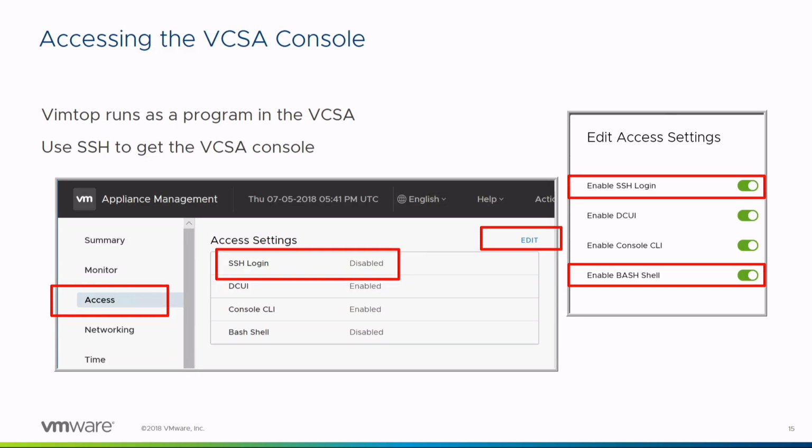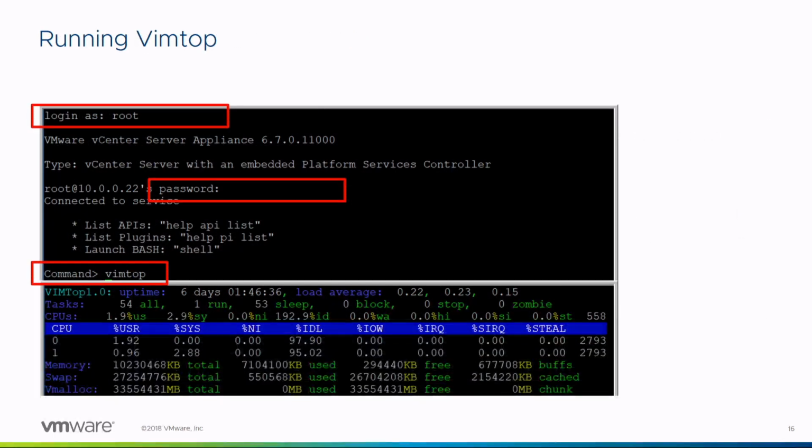You access Vimtop from the console. I tend to use the SSH shell to dial into it. To access the SSH shell, you do have to enable it. You go to the VAMI tool, go to Access, SSH, edit, and enable it. I like to enable the bash shell as well, because if you're going to pull any files from the VCSA, you need to have the bash shell enabled as well. You can also enable SSH from the vSphere client or from the command line.